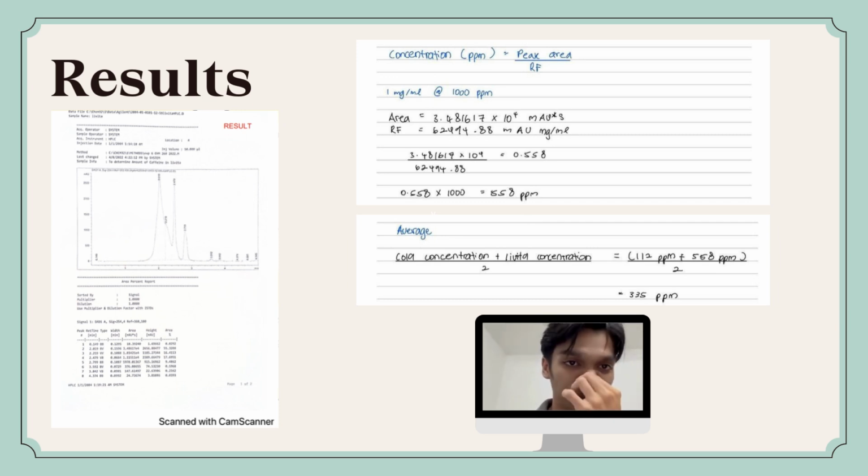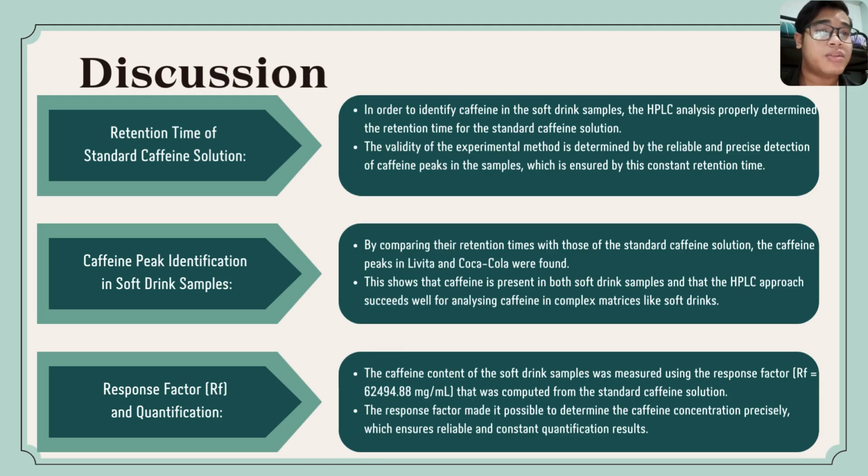And the last one, we'll calculate the average concentration. We use the Coca-Cola concentration plus the Levita concentration and divide by 2. The Coca-Cola concentration is 112 ppm and the Levita concentration is 558 ppm. 112 ppm plus 558 ppm divided by 2, and we will get the average caffeine concentration of 335 ppm. Next, we move to the discussion part.